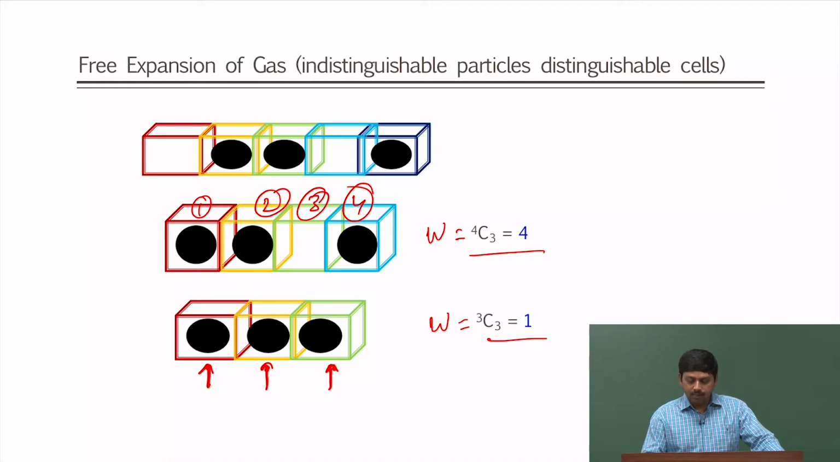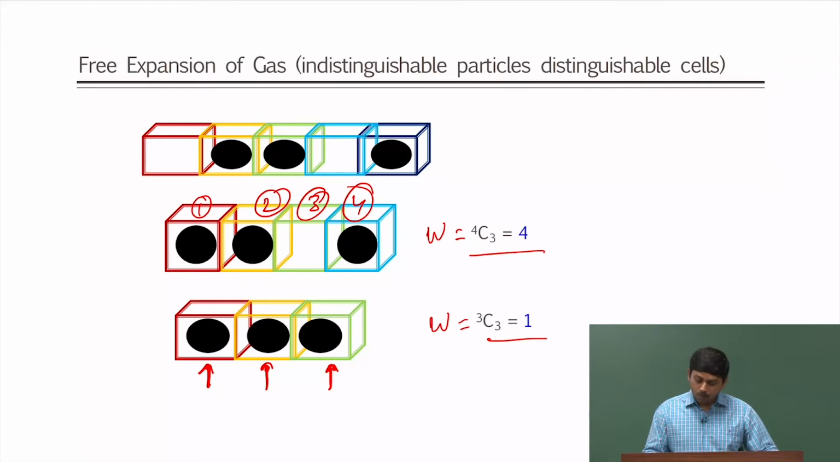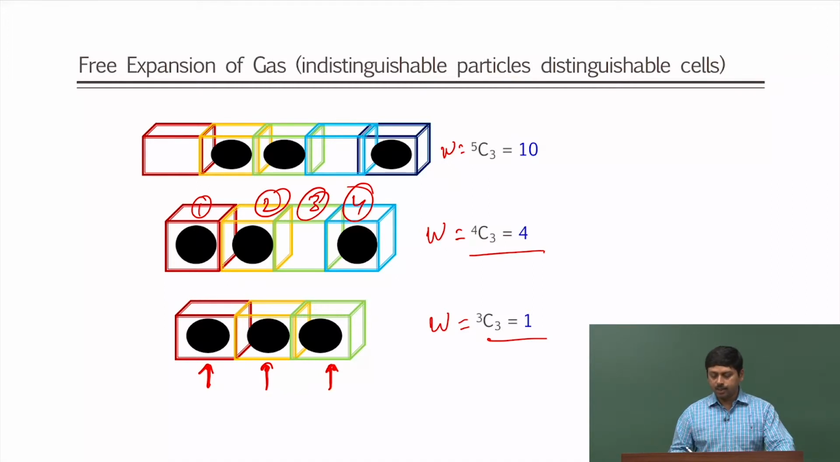Now, increase it a little bit further. I have now 5 spaces and I have only 3 particles to fill up. More spaces than it was before. Now, I have to choose which of these 5 will be filled by these 3. So, it should be 5C3 and there are 10 possibilities. So, you see, as the number of lattice points increases compared to the number of particles, W is increasing and therefore entropy is increasing.